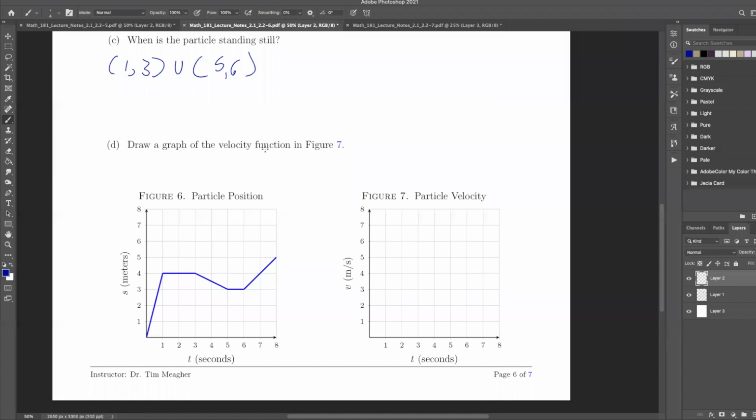But this is really what I wanted to focus on: given a graph of a function f of x, can I graph the corresponding derivative function? Yes. And also you can do the reverse. Given the derivative, you can graph the corresponding function, right? So you'll do these a little bit later.